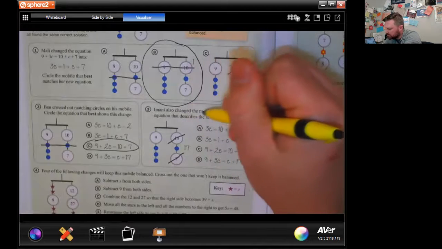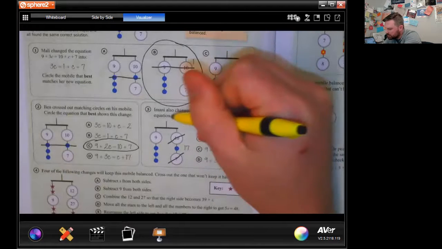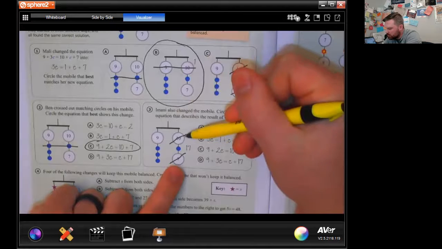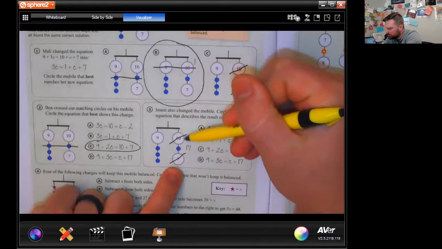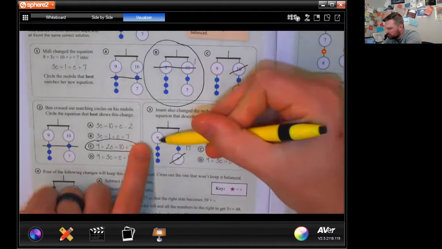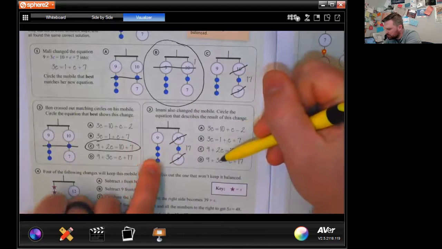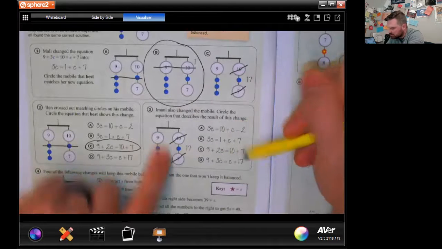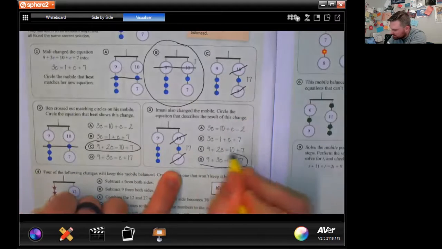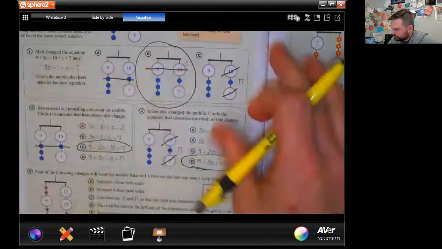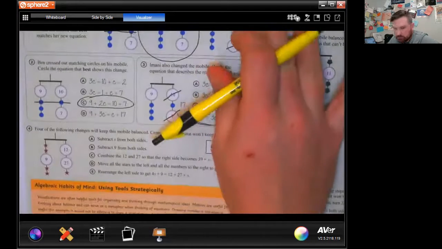Amina also changed the mobile. Circle the equation that describes the result of this change. So they combined like terms here. So they have 9 plus 3c equals c plus 17. So D is that answer right there. So just matching the mobile here to the equation.